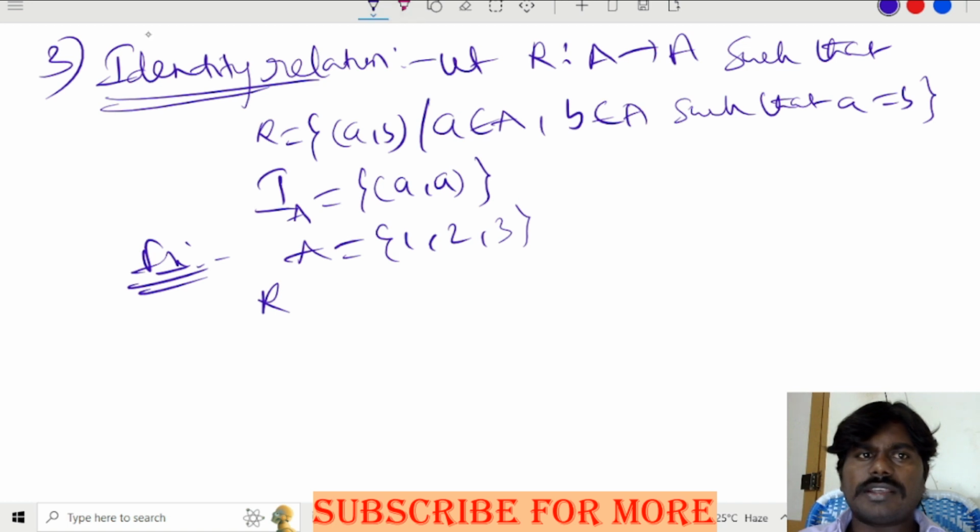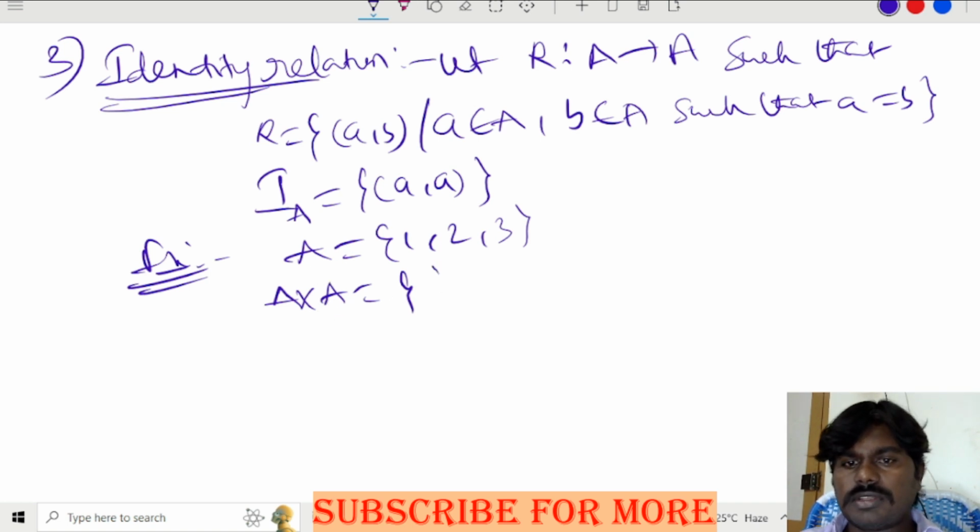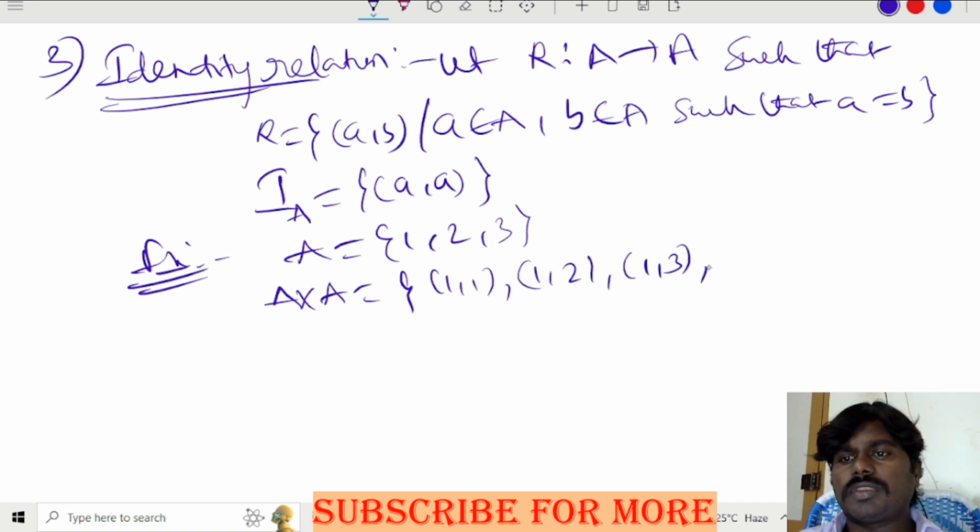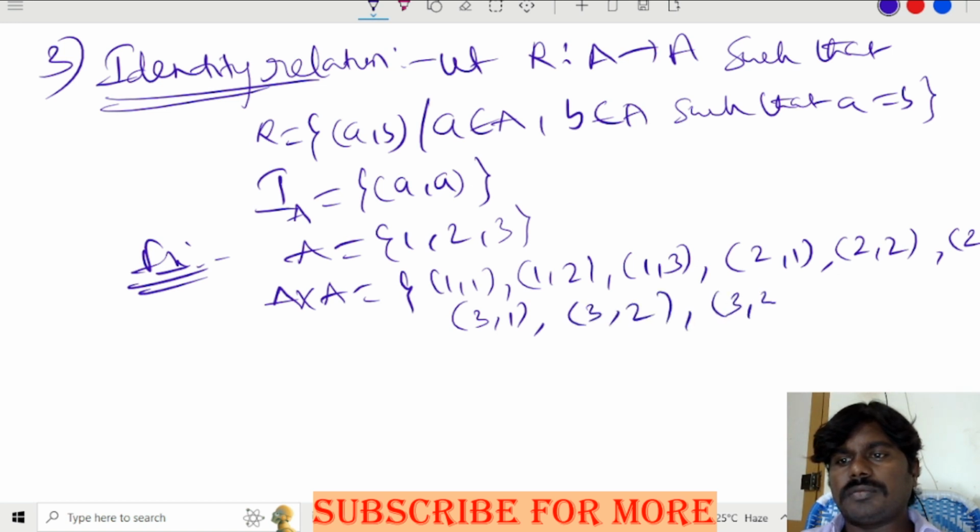First I will define the Cartesian product, and I will make it very simple for you by defining the Cartesian product and also the relation. Then we'll discuss what is identity relation. So first I am defining the Cartesian product of A cross A. Here A cross A means how many elements will come? (1,1), (1,2), (1,3), next (2,1), (2,2), (2,3), next (3,1), (3,2) and (3,3). Okay, so now this is our Cartesian product.